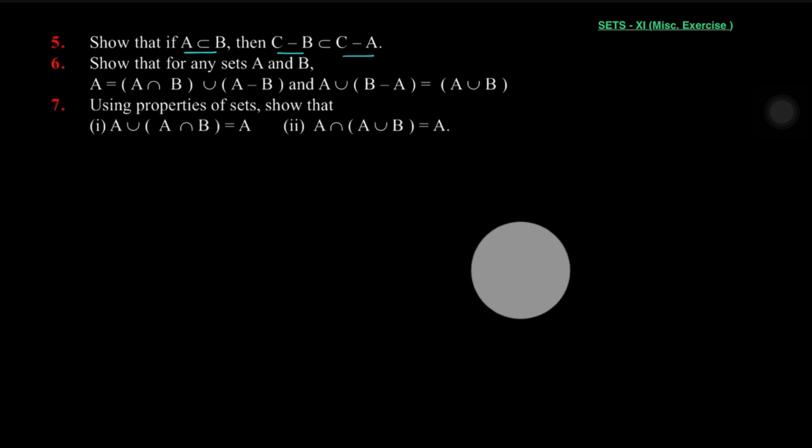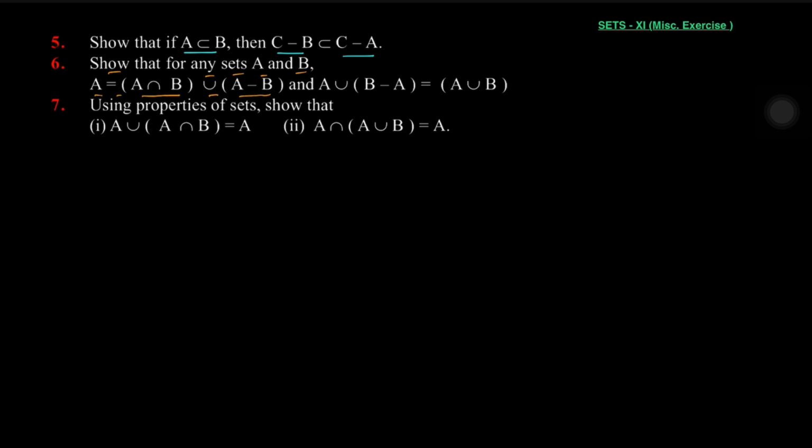Question number 6. Show that for any sets A and B, A is equal to (A intersection B) union (A minus B), and A union (B minus A) is equal to A union B. So to solve question number 6, let us take the right hand side of the first part.